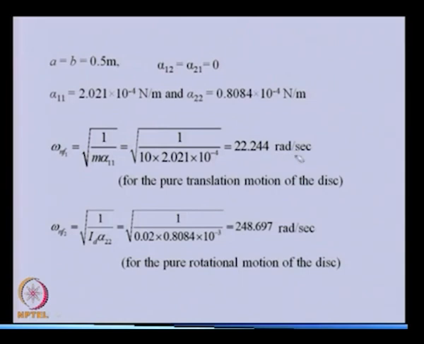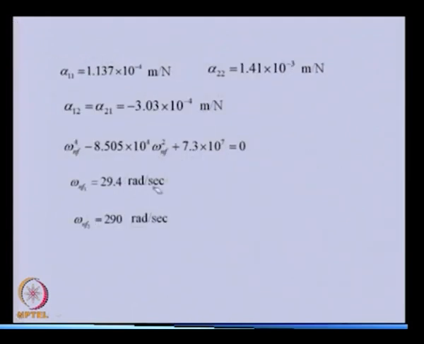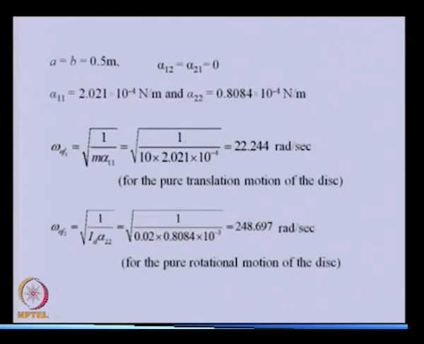For when the disk is at the middle, we are getting 22.244 radians per second as one natural frequency and 248.697 as the second natural frequency, and these are different as compared to the previous case in which coupling was there: 29.4 and 290.4. So, even if we change the disk location, we expect a change in the natural frequency. This particular example was very simple, but it was good in clearing the concept of the influence coefficient and how we can get the characteristic equation to get the natural frequency.